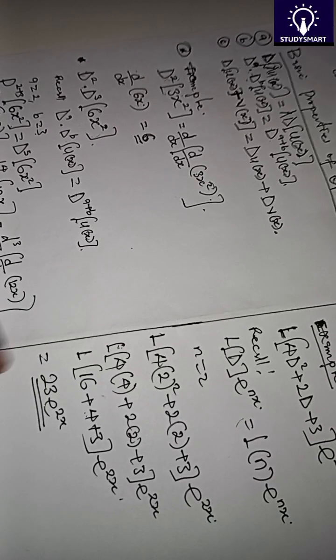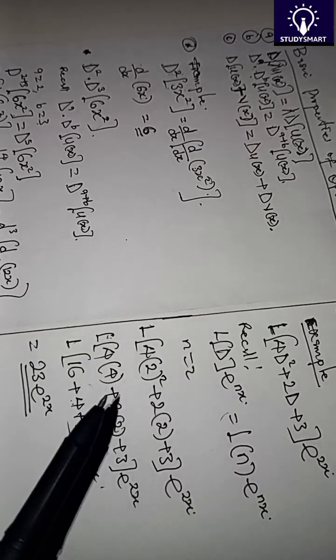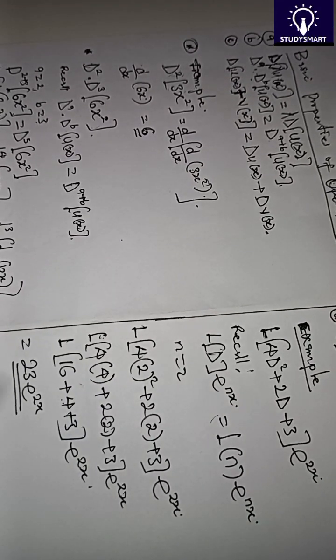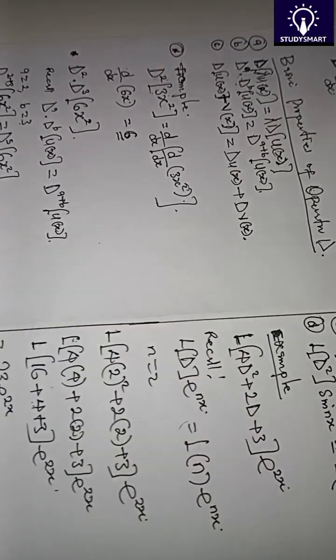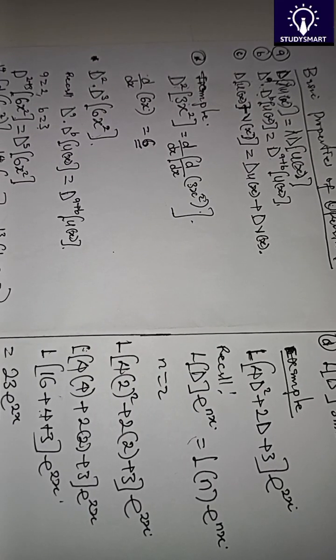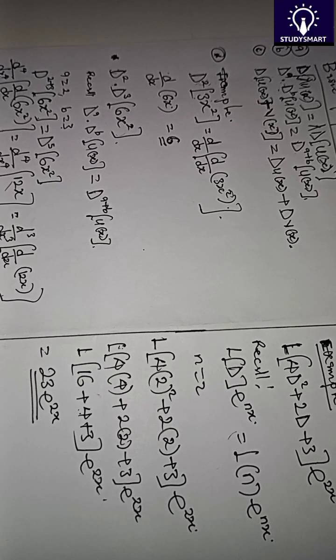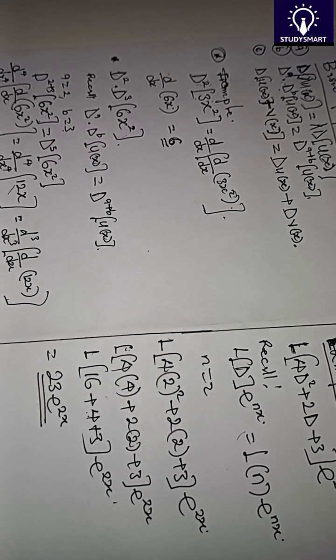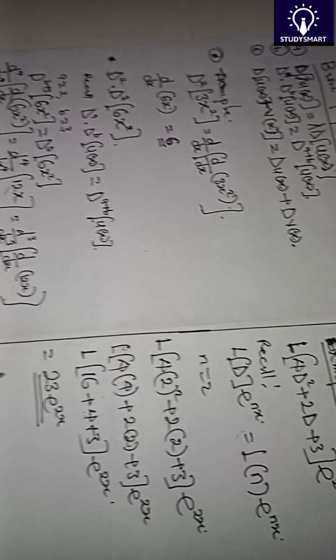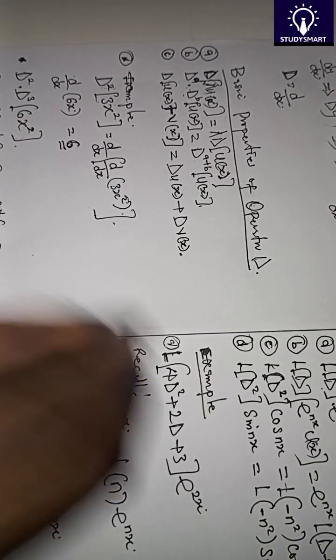So we are only using this to illustrate each of the properties, so that when we go into the major use of this operator D in solving a non-homogeneous equation, you don't get confused. So this is for the first property.